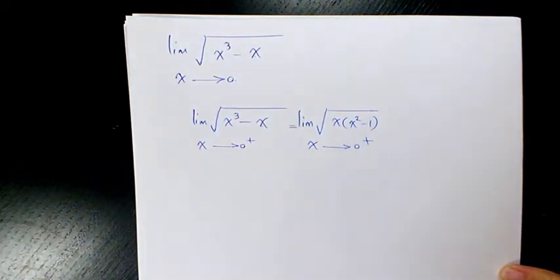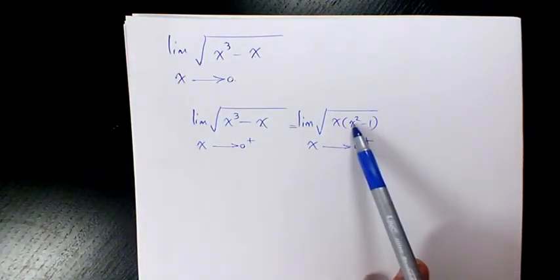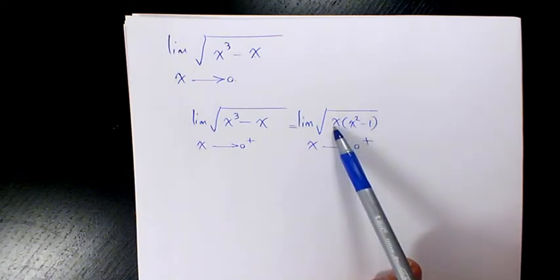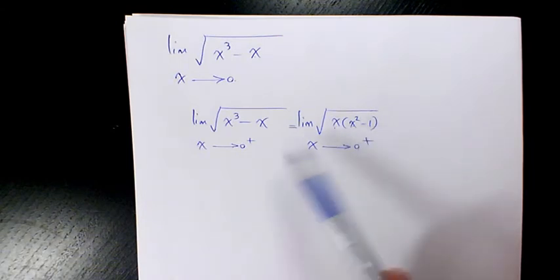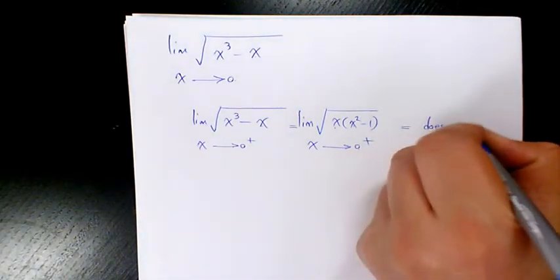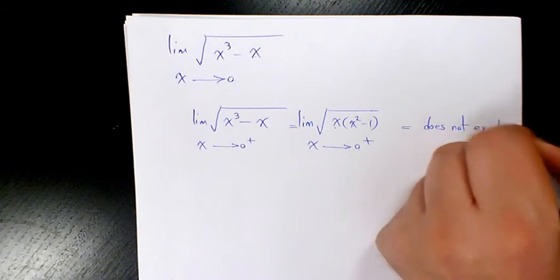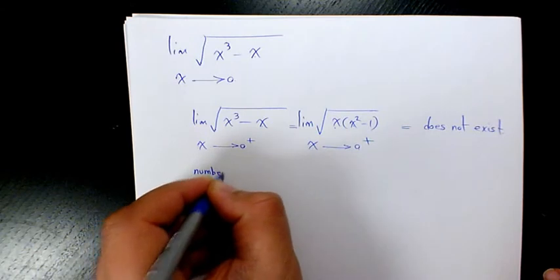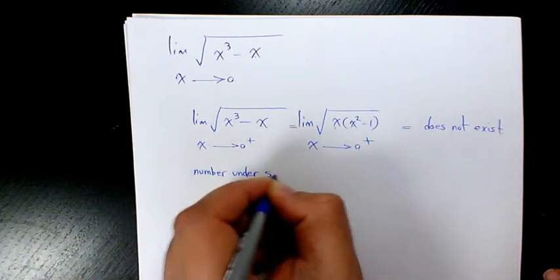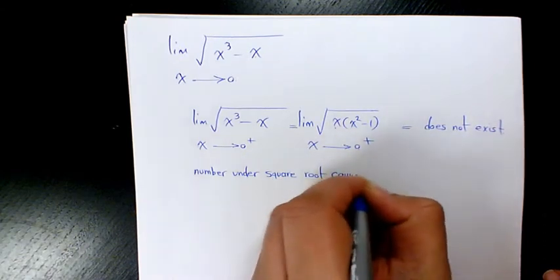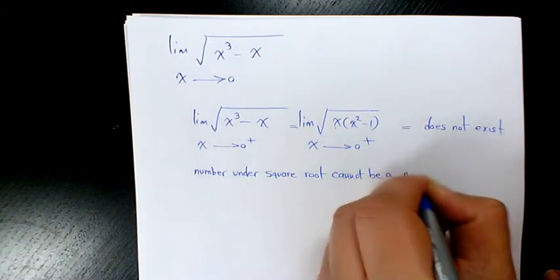And here you're going to say that 0 squared minus 1 is a negative number, and here we have a positive number. So a positive number times a negative number, we're going to say that that does not exist. Why? Because a number under a square root cannot be a negative number.